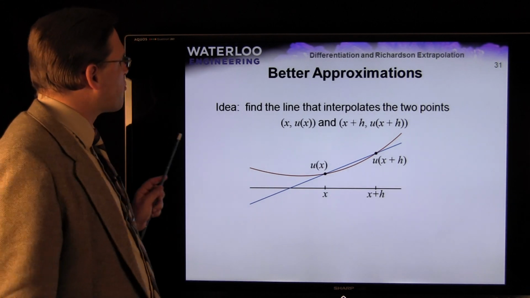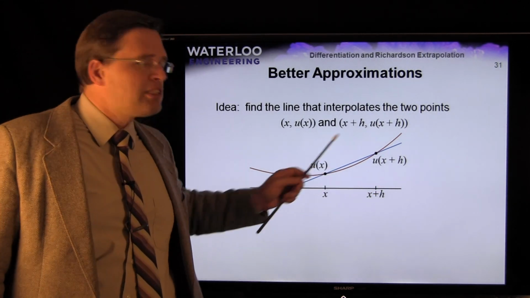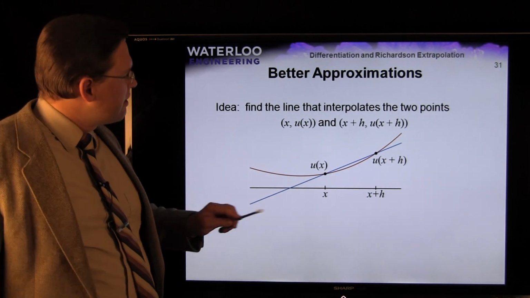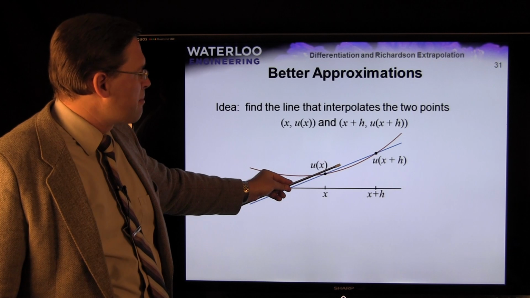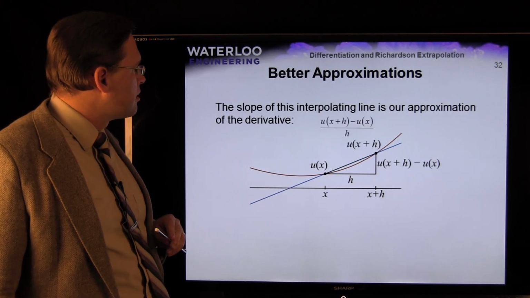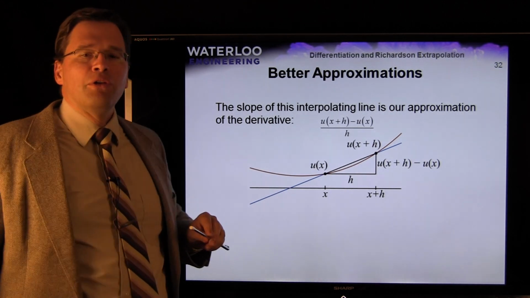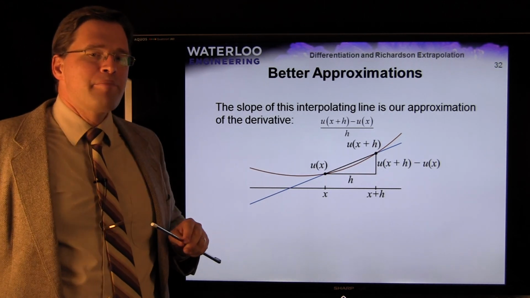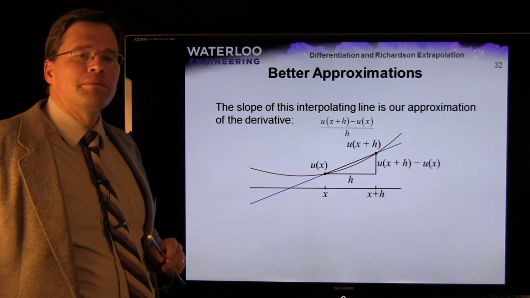Now, where does your first year formula come from? Well, let's say we have the 2 points, x and x plus h. Let's find the interpolating straight line that passes through those 2 points. Notice that we have the formula that you learned in first year. Rise over run, that gives us our formula.